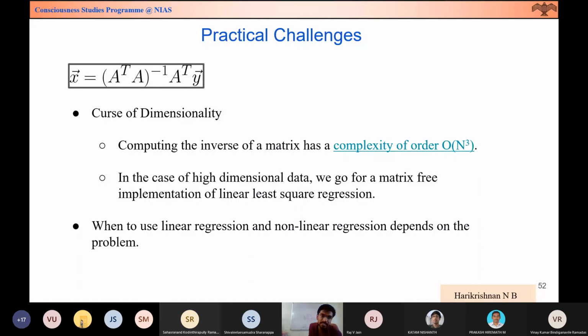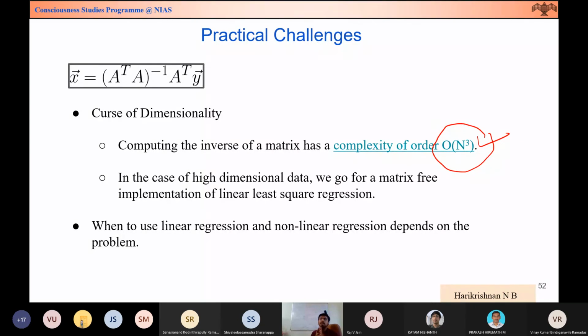But there are some practical challenges when using this inverse. There is something called the curse of dimensionality. In the real world, we deal with matrices of size like 1 billion by 1 billion, so much bigger. Computing the inverse has a complexity of the order O of n cube. So in order to avoid such problems, we go for matrix-free methods when we deal with high-dimensional data, especially when it comes to machine learning. We try to go for matrix-free methods, like gradient-based methods.